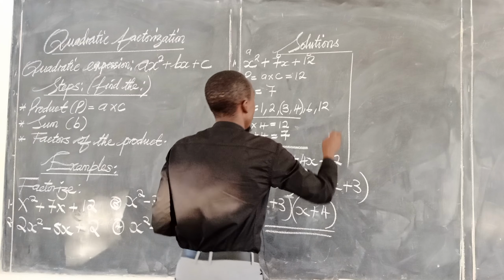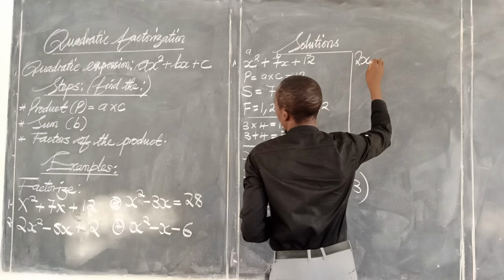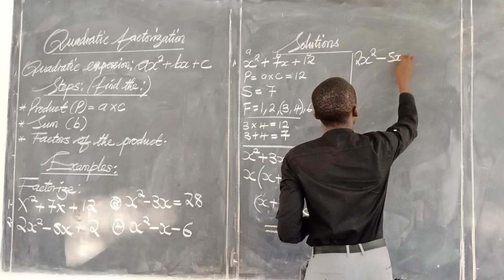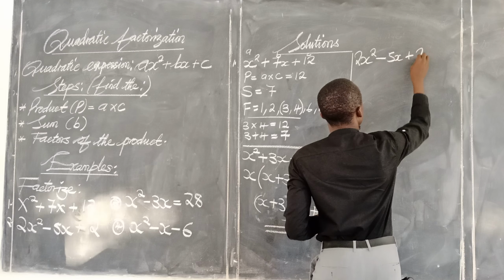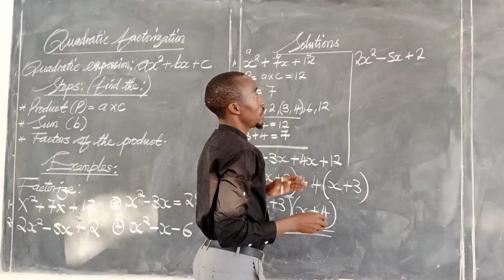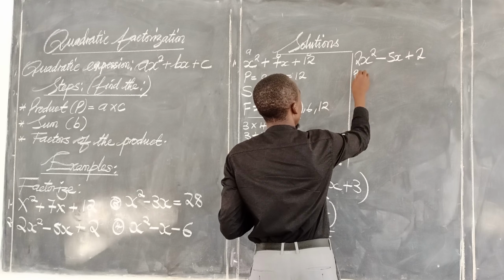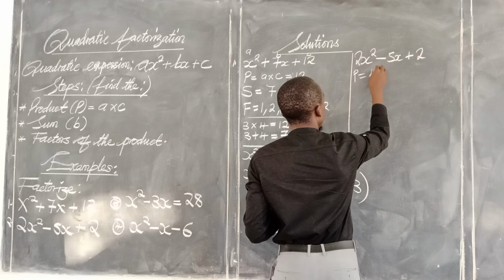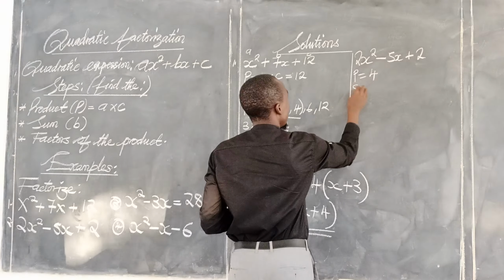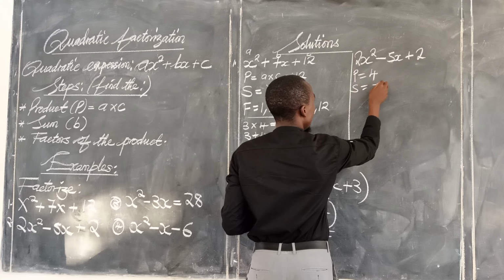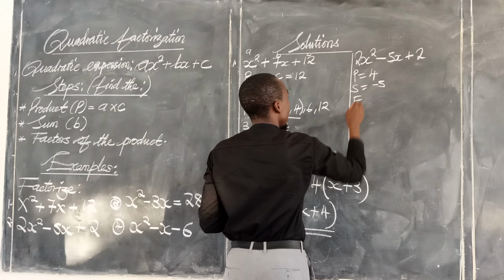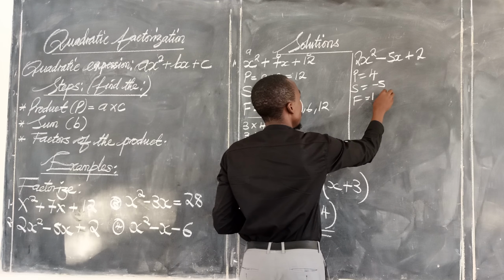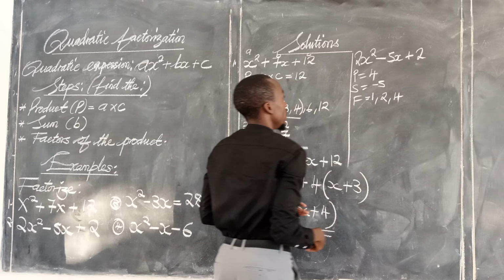Number 2 says 2x squared minus 5x plus 2. The same thing that we have done here, we find the product by saying A times C. So 2 times 2, the product is 4. The sum is B, which is negative 5. The factors of the product 4 are 1, 2, and 4 itself.